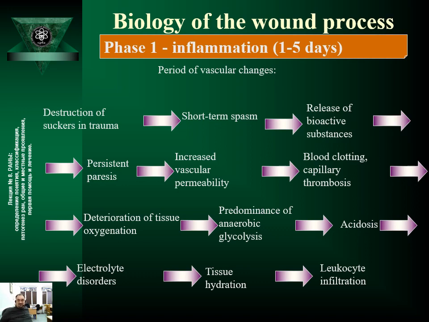As a consequence, an inefficient way of energy production with a predominance of anaerobic glycolysis, acidosis, electrolyte disorders. Yes, again, this contributes to the hydration of tissues, but in response to such a presence of destroyed areas of our body, leukocyte infiltration begins. That is, we ran through almost all the components of inflammation that can be here, plus described the phenomena that lead to this.